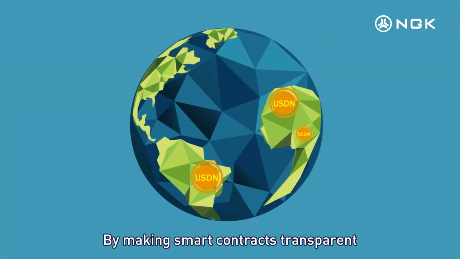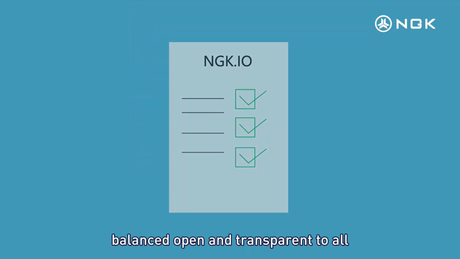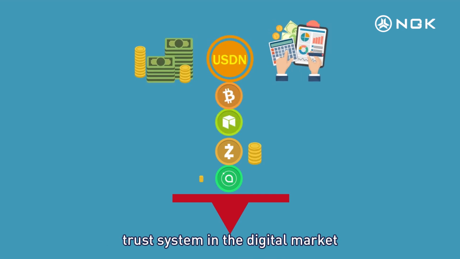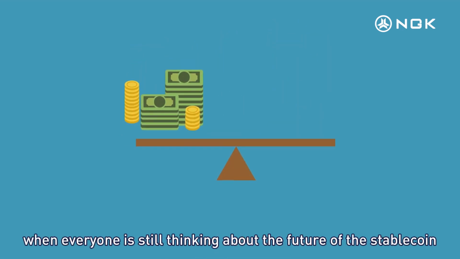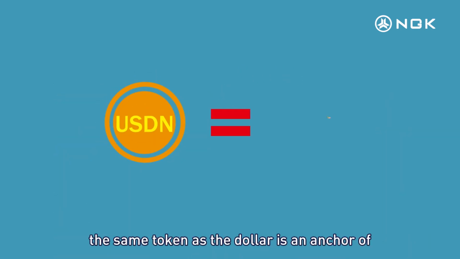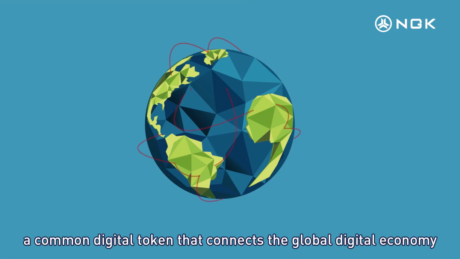By making smart contracts transparent, to see USDN stable, balanced, open, and transparent to all, USDN already constitutes the most solid trust system in the digital market when everyone is still thinking about the future of the stablecoin. The same token as the dollar is an anchor of the global universal currency, a common digital token that connects the global digital economy.